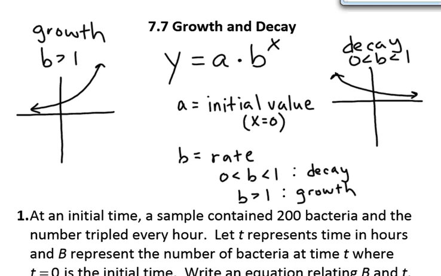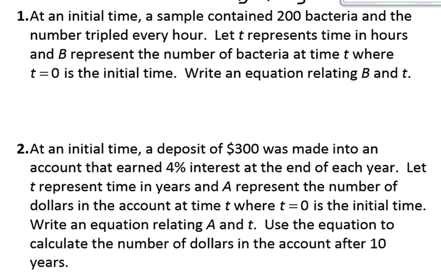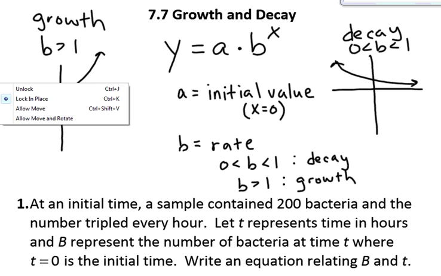All right, so let's look at a couple of examples. We have a word problem modeling some type of situation that has exponential growth and decay. All we're going to do is write the equation for this situation. Remember with these models, we have an exponential, so we're going to model y equals a times b to the x, where a is the initial value and b is the rate.